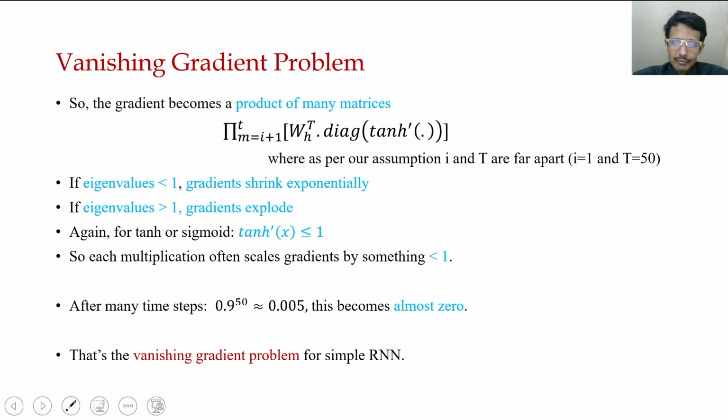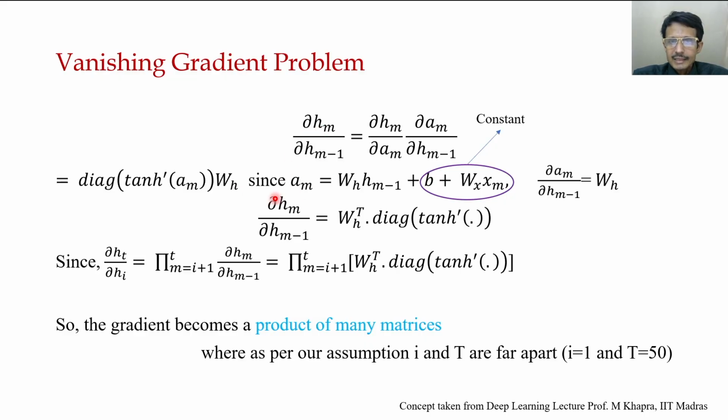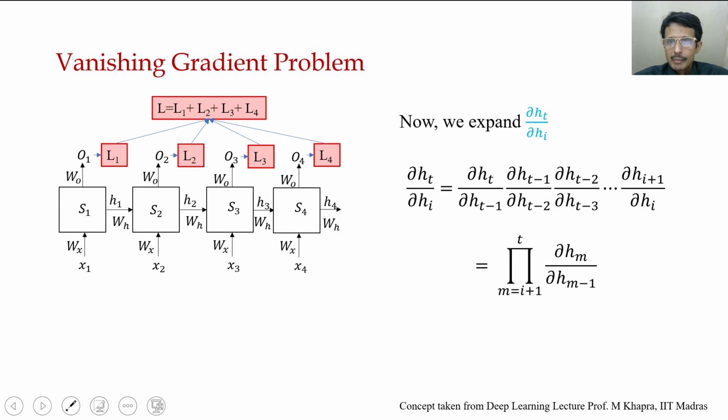Now if we have found this, what does this mean? We get this del of h_m with respect to h_(m-1), that is W transpose times this diagonal matrix. Now this is important. If I go back to our earlier expression, what is our del of h_t with respect to del of h_i? That we have expanded like this, and we get this.